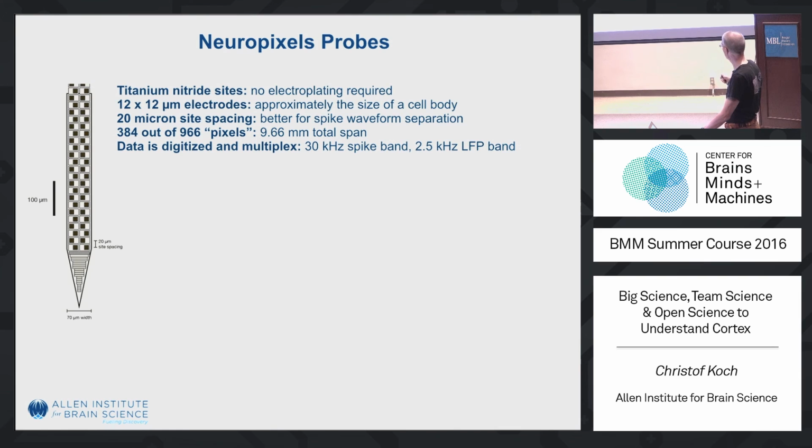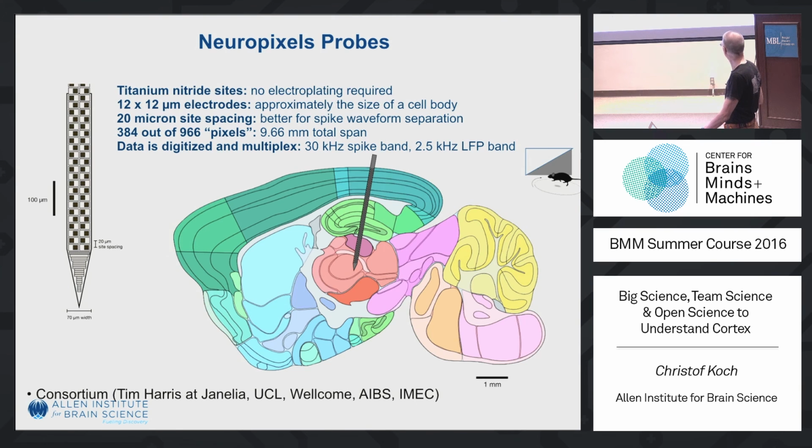And there are 2 bands for each electrode: a local field potential band, and a high frequency band for action potentials. So here I'll just show you some data. This is one of the big advantages of having a big electrode in a small animal. You put a single electrode in here. That's visual cortex, that's hippocampus, that's LGN.